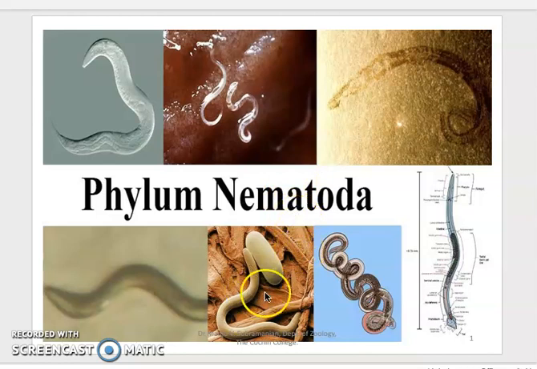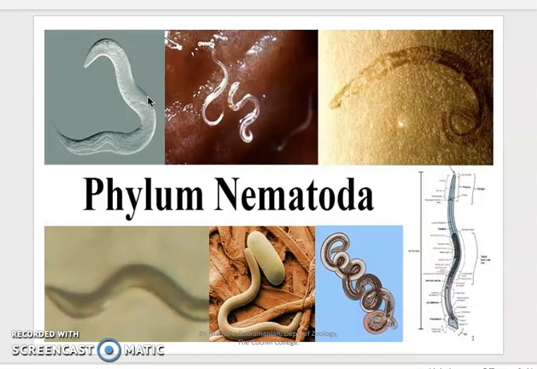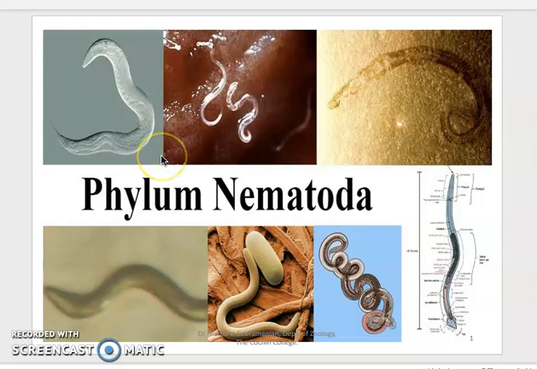This is a microscopic view of a nematode worm. This is a pictorial diagrammatic view, and this again shows microscopic views of different roundworms or the nematodes. Nematode worms are also called roundworms.